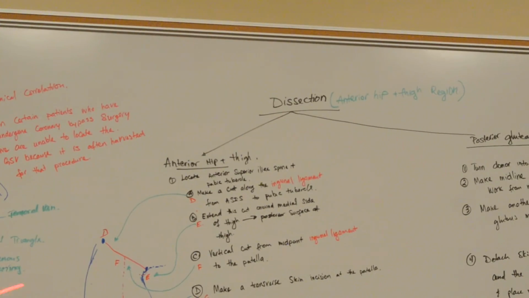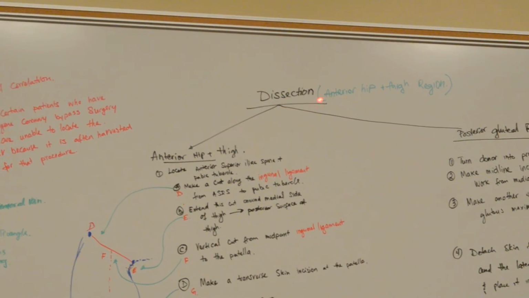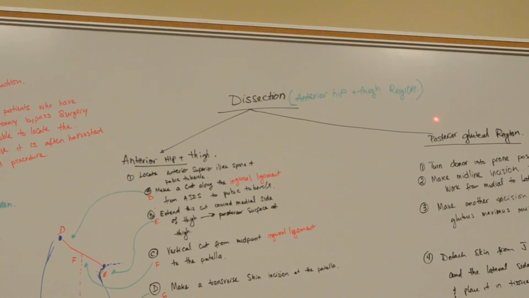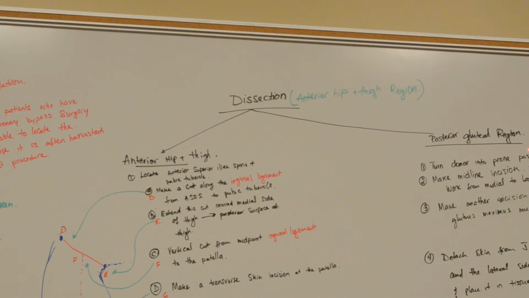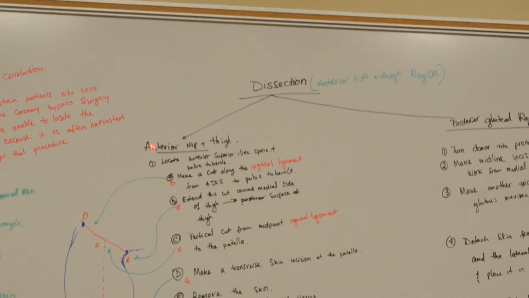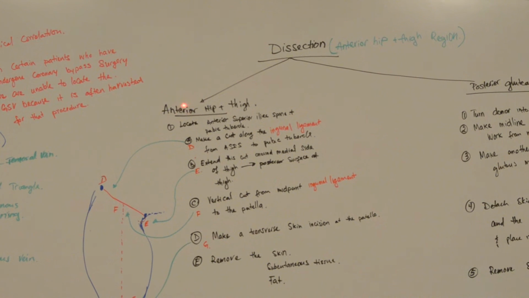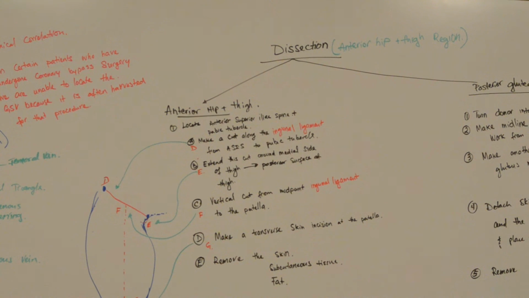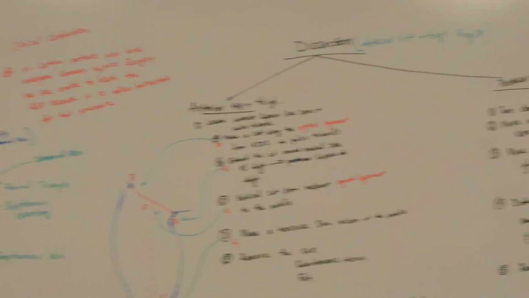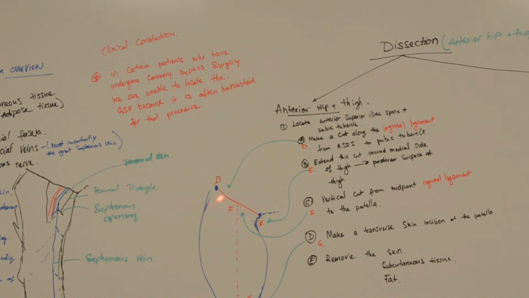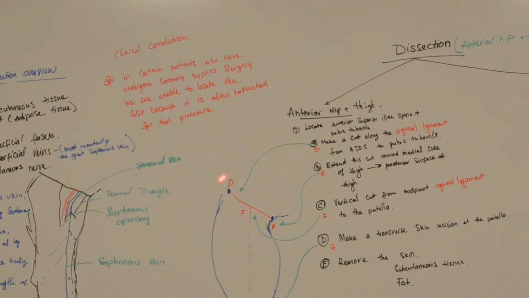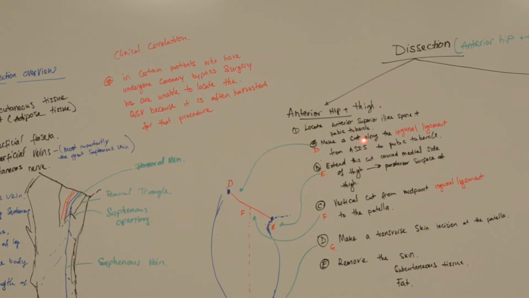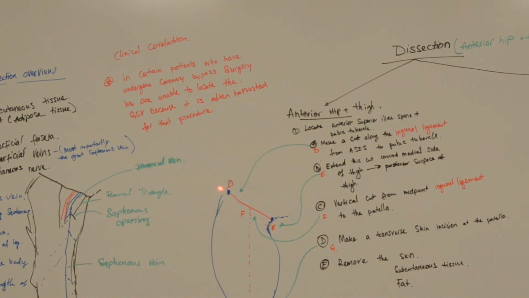For the dissections of the anterior hip and thigh regions and also the posterior gluteal region. So first the anterior hip and thigh. So we want to locate the anterior superior iliac spine and the pubic tubercle. So here is the anterior superior iliac spine and the pubic tubercle. And connecting those two is the inguinal ligament. Here's the inguinal ligament connecting both.